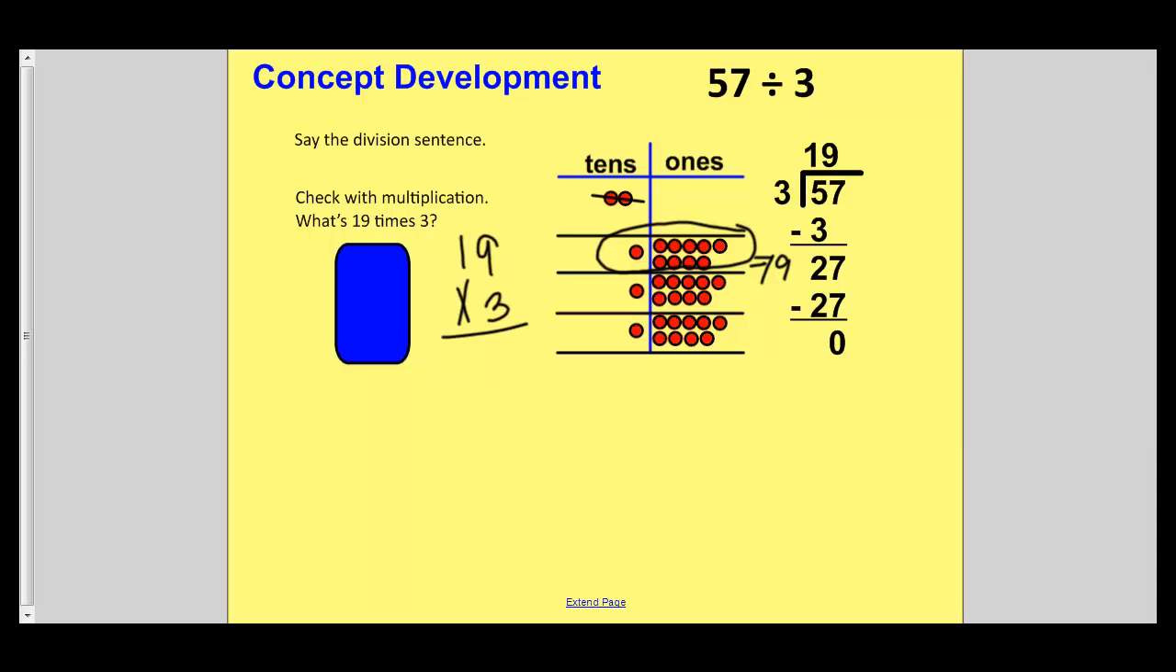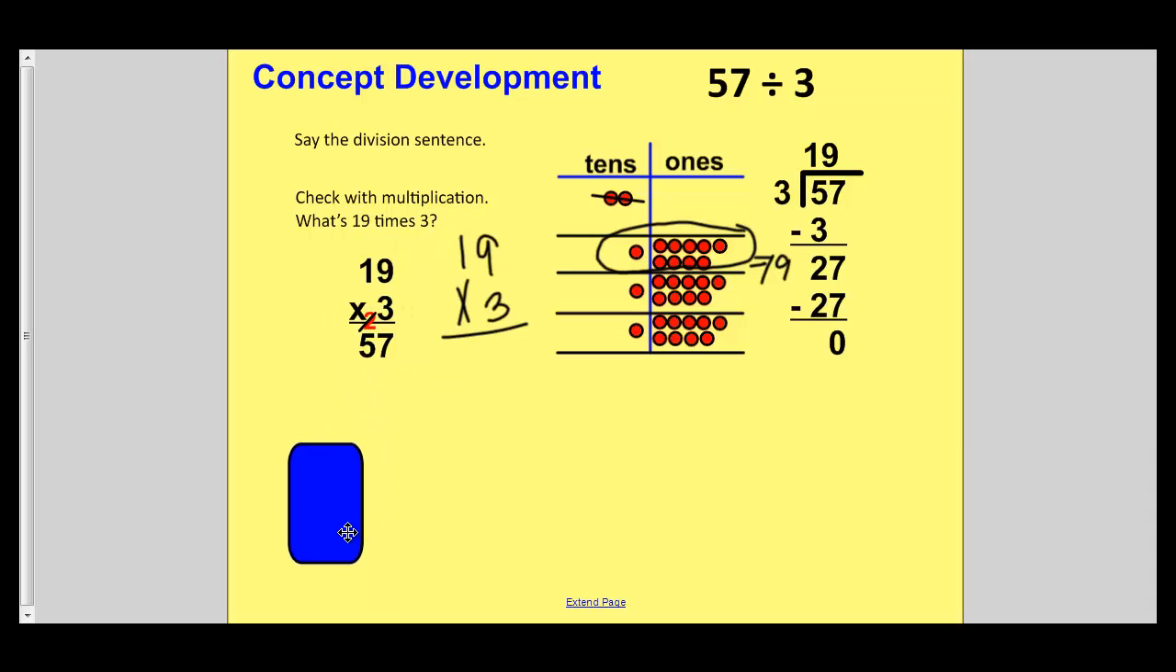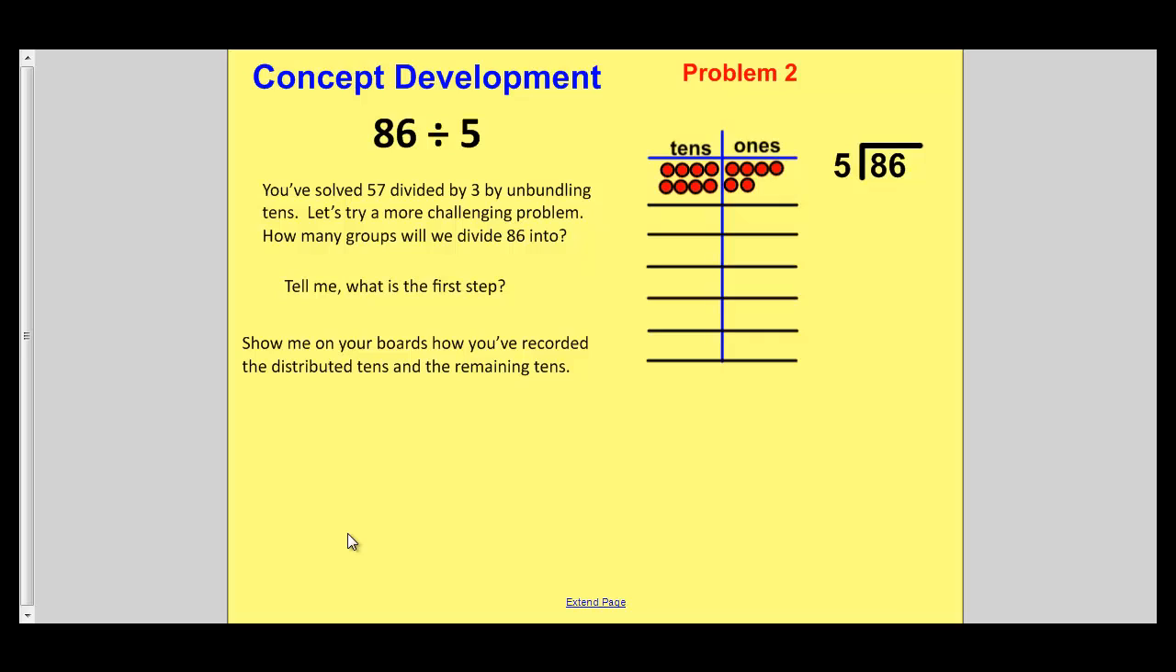All right, this is what I got. I did get 57. So 57 divided by 3 is 19. All right, we're going to do one more problem in our place value chart. We're going to do 86 divided by 5. So I want you to make your place value chart just like you see here. And I want you to get ready to do long division.